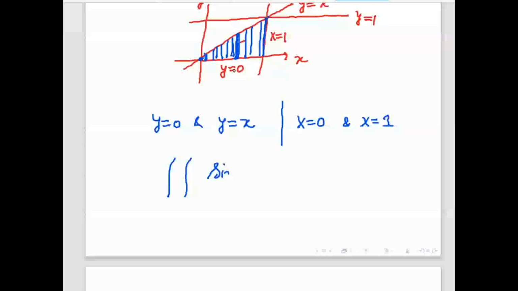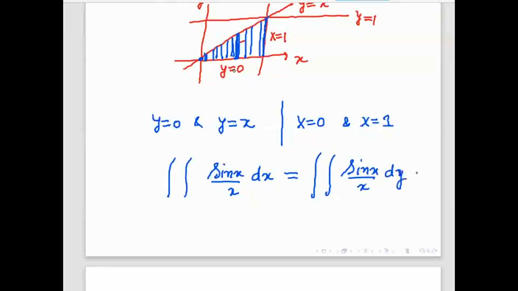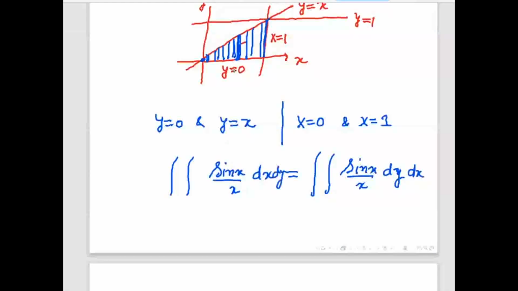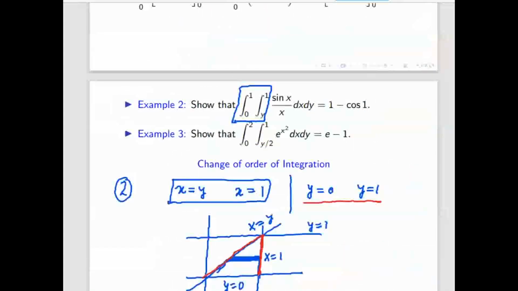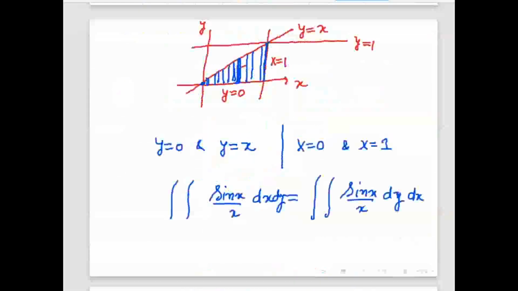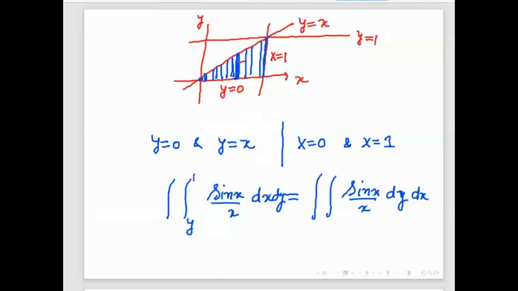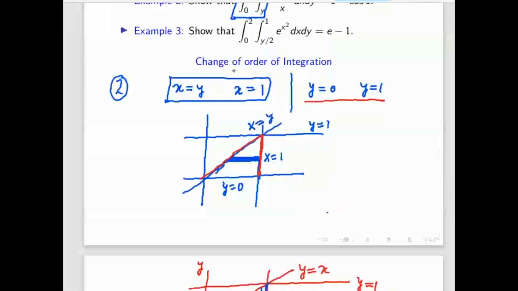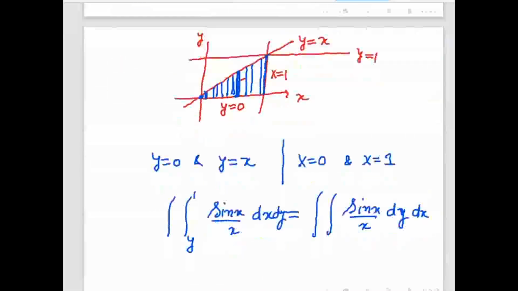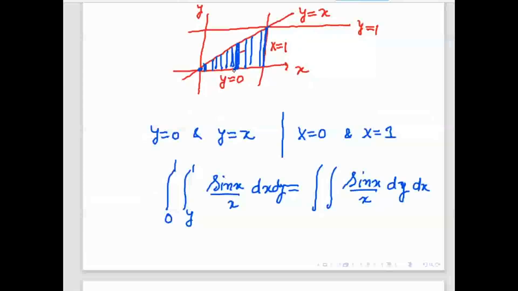The same integral of sin x by x dx dy is equal to, so here I am writing dy dx and here I am writing dx dy. Now I will write these both are equal when we change the limit. In the original question it is given, first with respect to x, then with respect to y. So this is the limit from y to 1. See, this x limit is from y to 1 and y limit is from 0 to 1. That is actually given. But what we got is the y limit from 0 to x. So I will write 0 to x, and x limit is from 0 to 1.